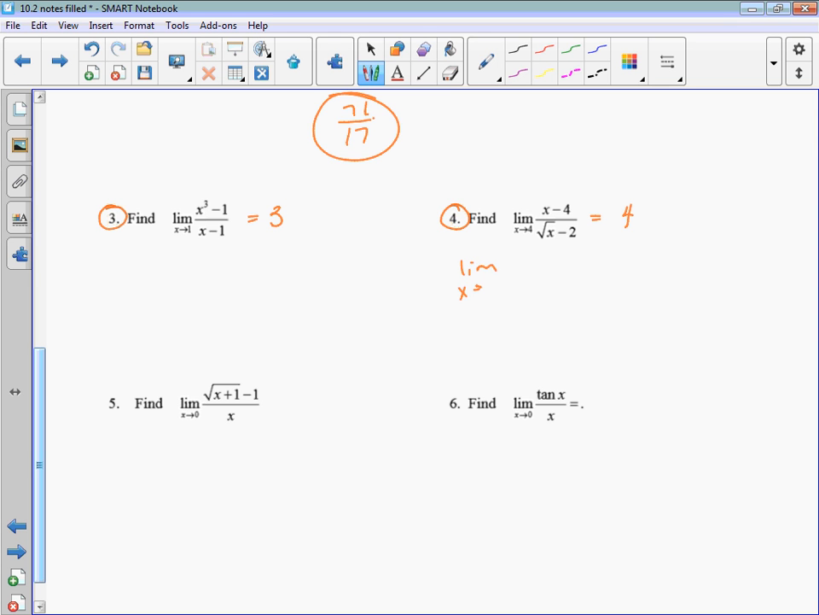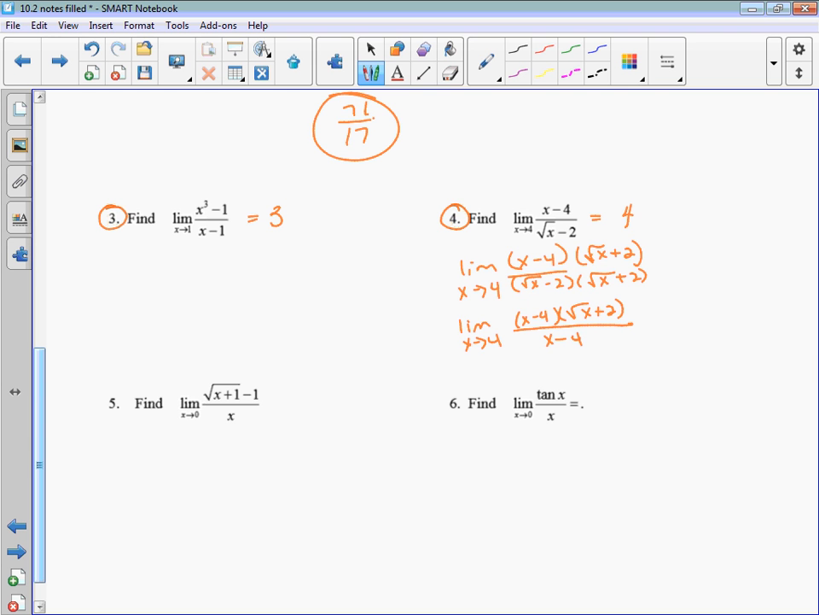So, this is one where you want to multiply by the conjugate of that denominator. So square root of x plus 2. I'm not going to multiply out the numerator. I'm going to leave that factored. So x minus 4 times square root of x plus 2. But I will multiply out the denominator. What does that become? Do you see it there?